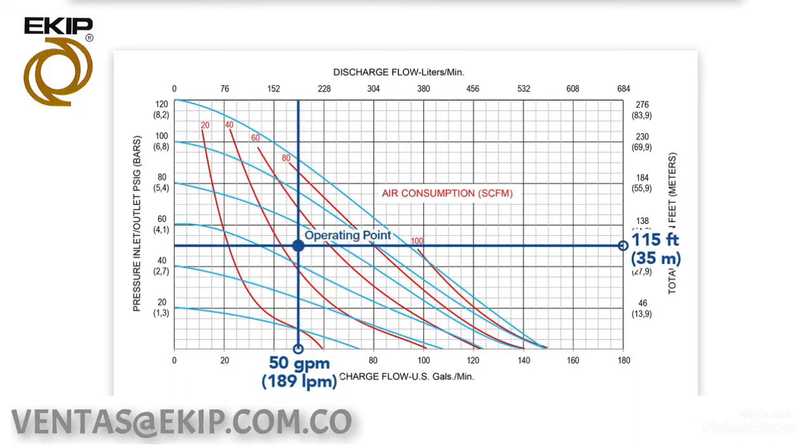From this operating point, the curve will identify the required air inlet pressure to achieve the desired performance by following the blue curved axis. In this example, the operating point is in between the 60 psi and 80 psi air inlet curves. Thus, the required air inlet pressure to operate the pump would be 70 psi.